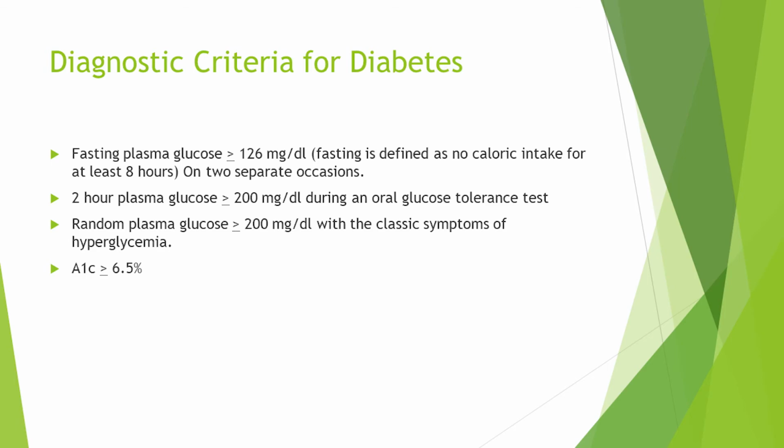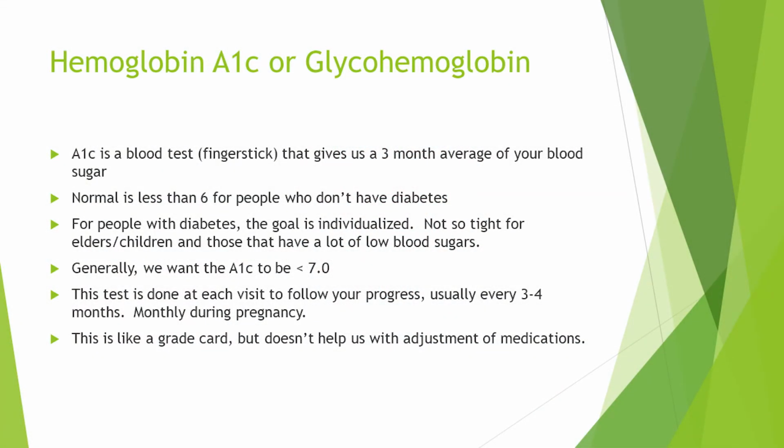Another way to diagnose it is with a hemoglobin A1C of greater than or equal to 6.5. And I'll talk about the hemoglobin A1C here in just a bit. How about right now? The hemoglobin A1C, also known as glycohemoglobin, is a blood test that can be taken out of your arm, or in our office, we take it out of the fingertip. It gives us an idea of your average blood sugar over the past 3 months.